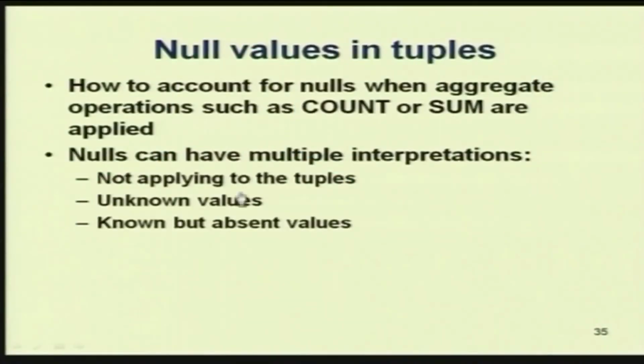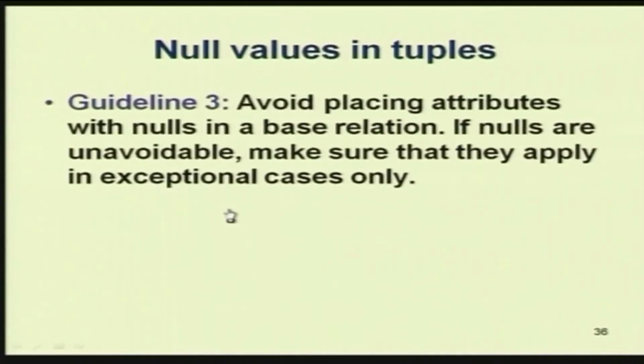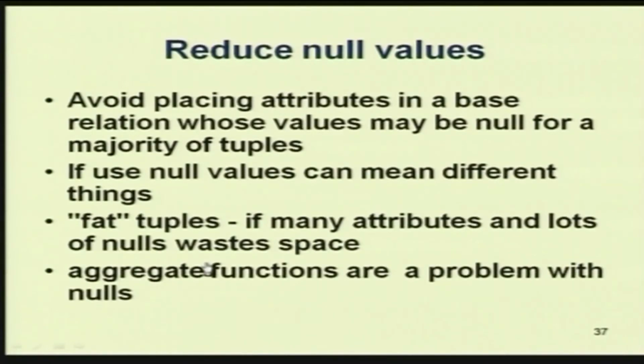As we said, nulls can have multiple interpretations: not applying to the tuples, unknown values, unknown but absent values. So, guideline 3 has to do with this. Avoid placing attributes with null in a base relation. If nulls are unavoidable, make sure they apply only to exceptional cases. If you use null values, it can mean different things. If many attributes have lots of nulls, it means wastage of space, and as I already described, aggregate functions have a problem. So avoid that. Sometimes you cannot avoid it, but as far as possible you avoid it.